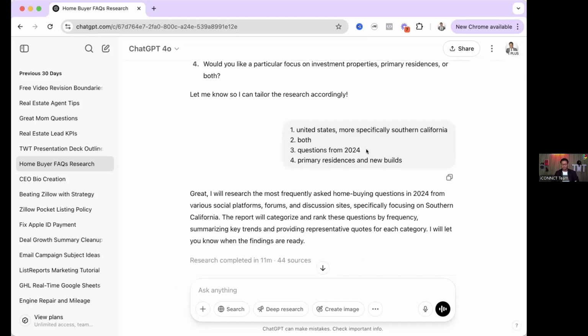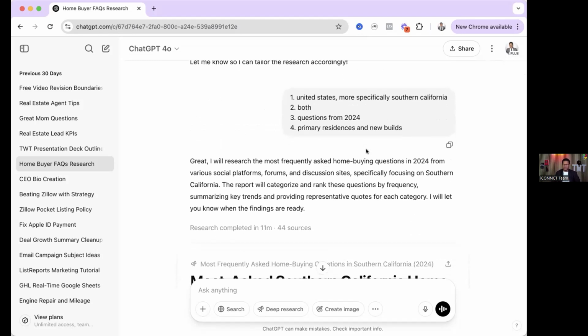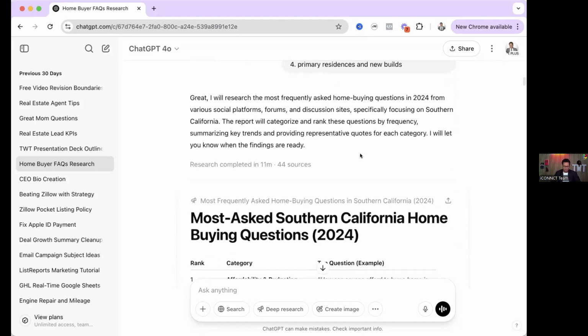So what I told it was all of United States, more specifically Southern California, right? I want it to get both first-time home buyers and repeat buyers, right? Questions from all of 2024, because I want a huge sample size. If I just tell it questions from last month, it's not a big enough sample size. So it's relevant from all of last year, primary residences and new builds, right? And so it said, great.